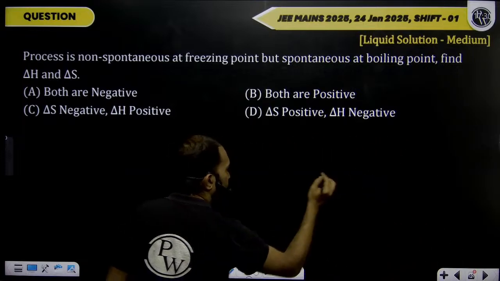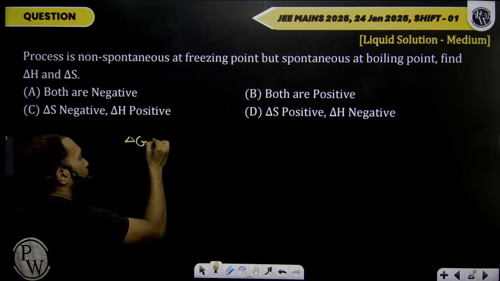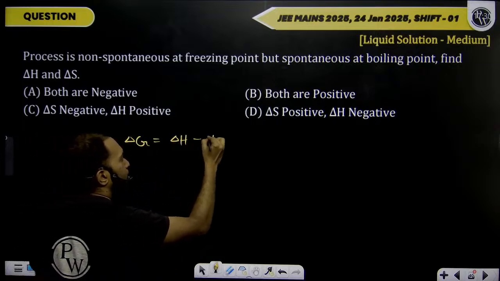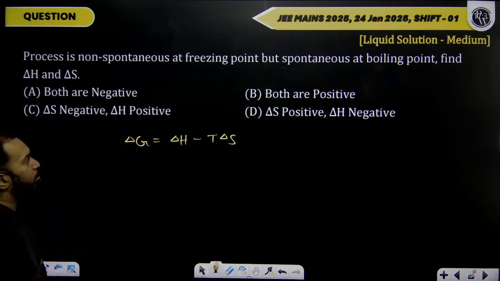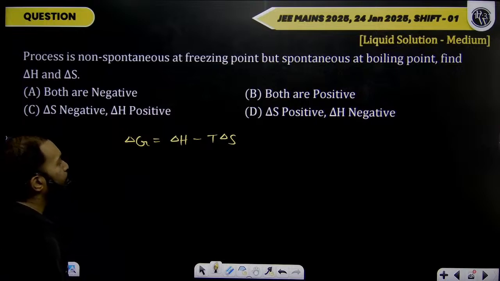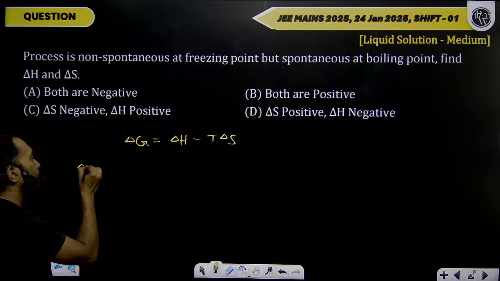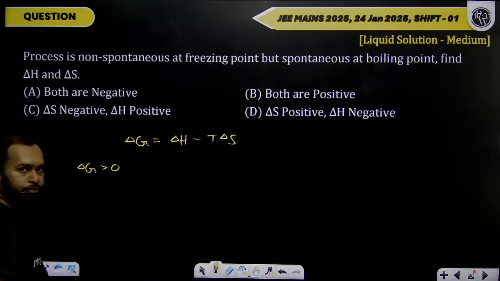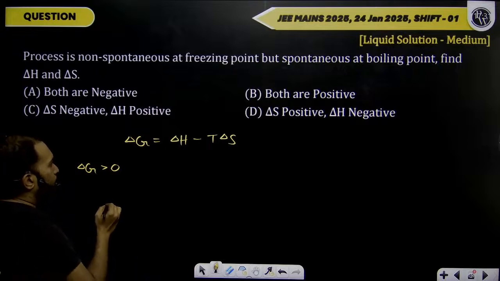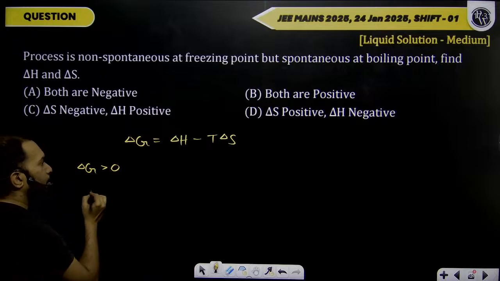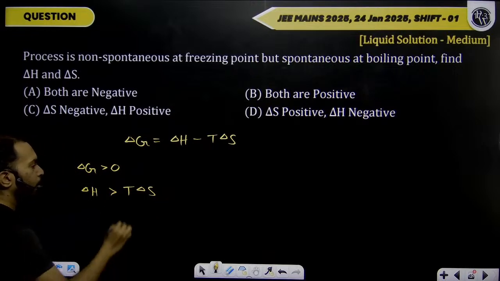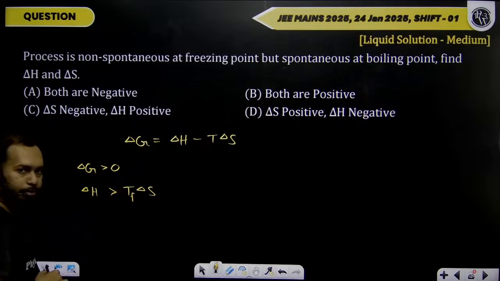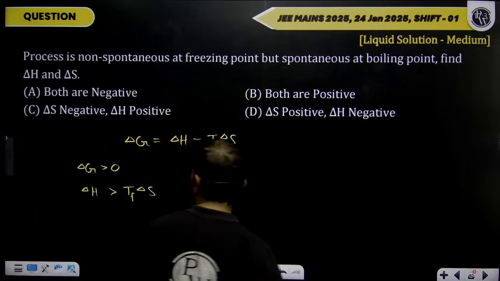Okay, let's see. We know that delta G is equal to delta H minus T delta S. When the temperature is low, equal to the freezing point, the process is non-spontaneous. That means delta G is greater than 0. That means we get that delta H is greater than T delta S. Over here the temperature is the freezing point, so from here we get delta H is greater than TF delta S.